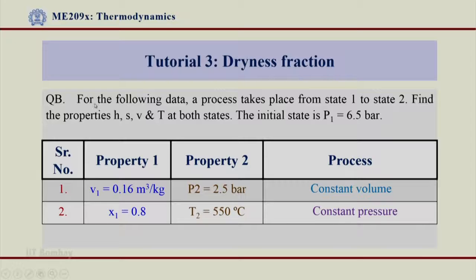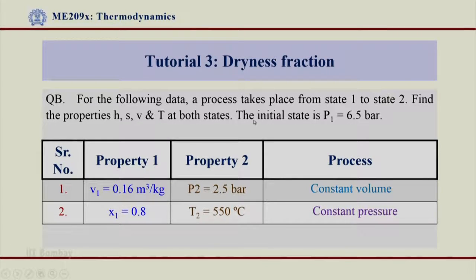So let us continue with the tutorial. Question B again relates to dryness fraction and the problems associated with wet steam. For the following data, a process takes place from state 1 to state 2. Alright, so we have state 1 defined, state 2 defined. Find the properties H, S, V and T at both these states, from point 1 to point 2.